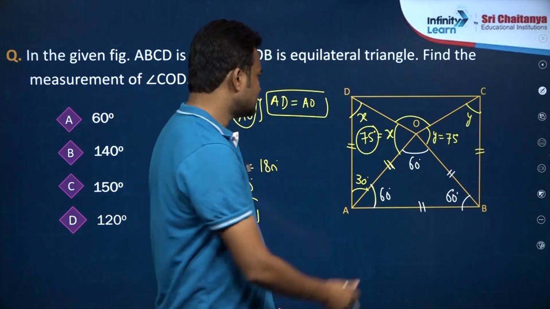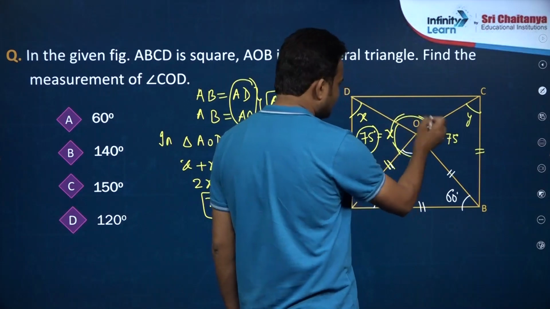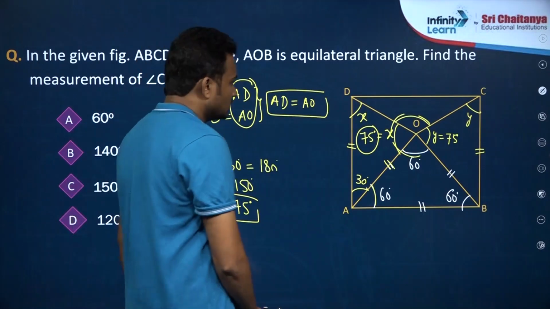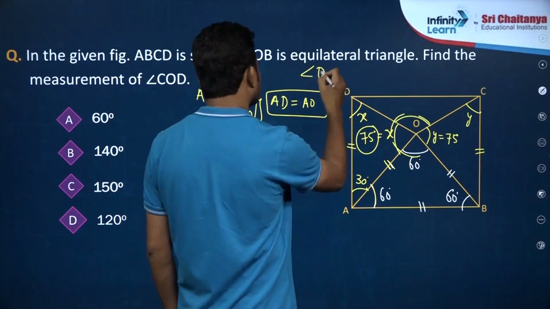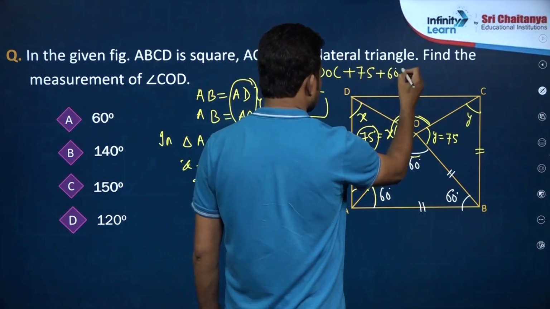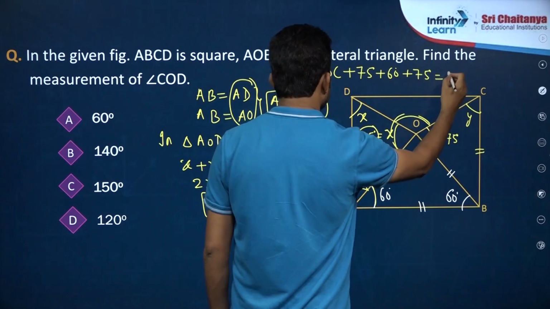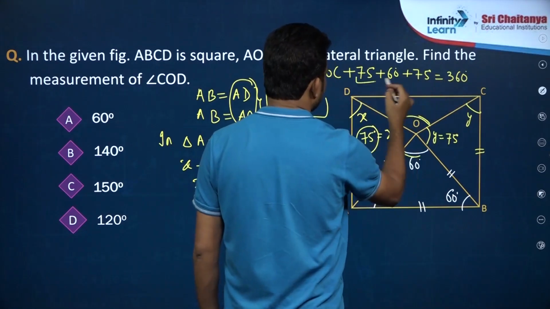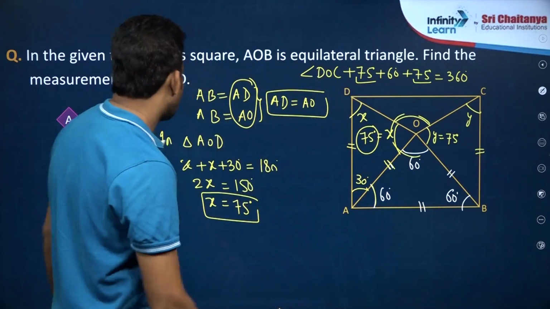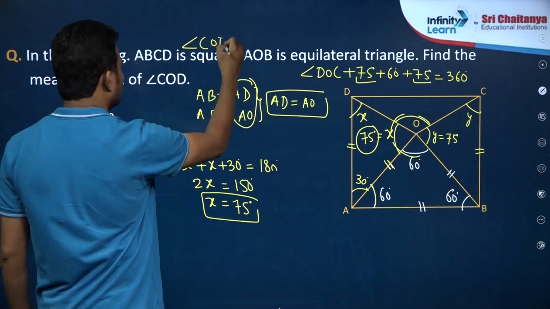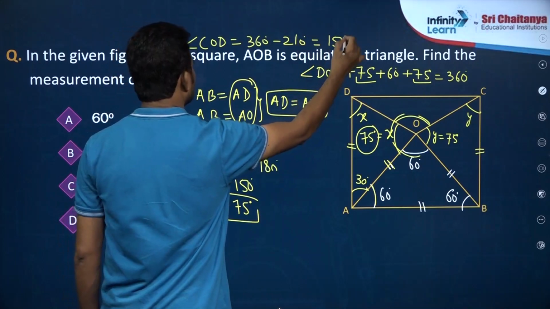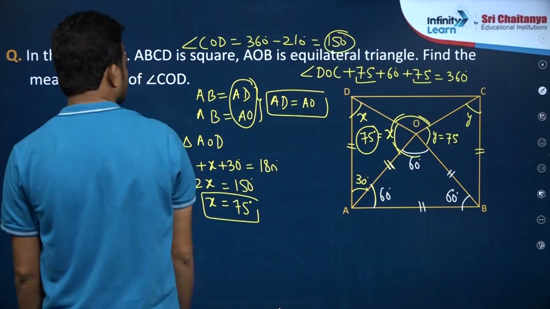Okay, and these four angles form a complete angle, and we know that a complete angle is always equal to 360. So angle DOC plus this 75 plus 60 plus 75 is 360 degrees. Solve this. 75 plus 75 is 150, 150 plus 60 is 210, and angle COD will be 360 minus 210, which is 150 degrees. So the right answer is C option.